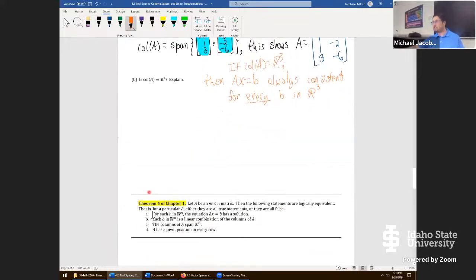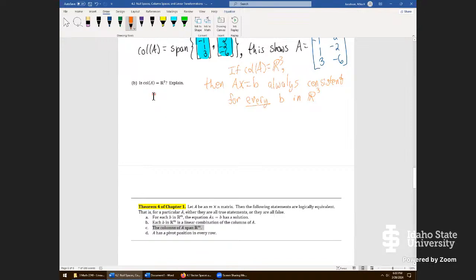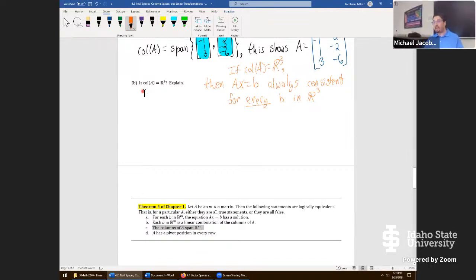Again, that's just what theorem 4 is saying. This question is really asking if the columns of A span all of Rm. That's just a rephrasing of that entire question right there. I think that's an important enough thing to just include right here on this statement. This is the same as Col A equals Rm.